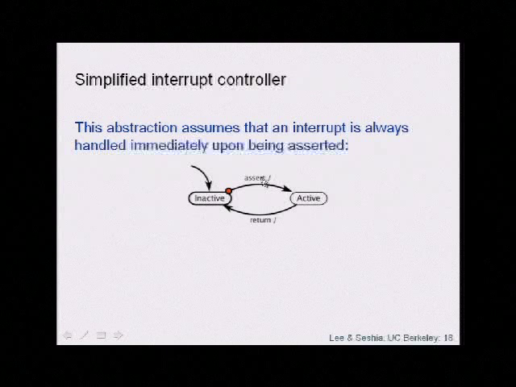And when an interrupt occurs, which is you get the assert input, then immediately you preempt whatever's running here, and you go to the active state. And when you're in the active state and the ISR finishes, then it generates the return signal, and on the return signal you go back to the inactive state. Yeah.